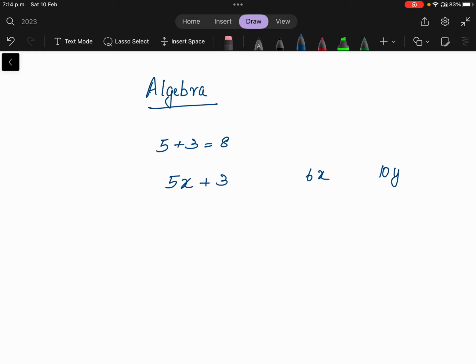Why do we add it? If we don't know certain things, we call it with an alphabet, and we try to do some manipulation and we try to find the values.